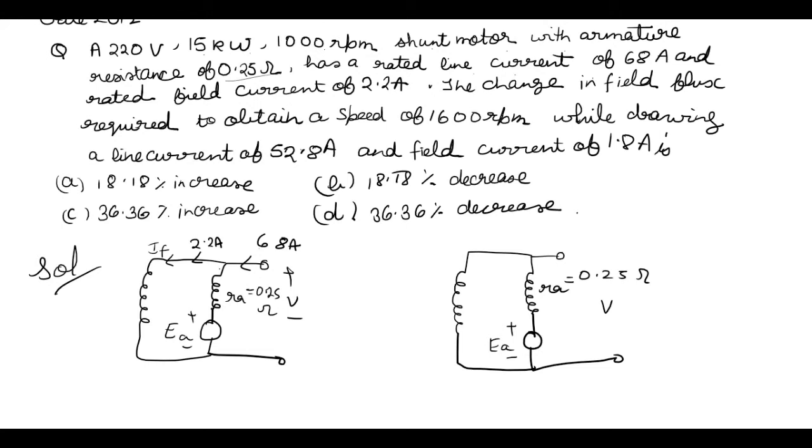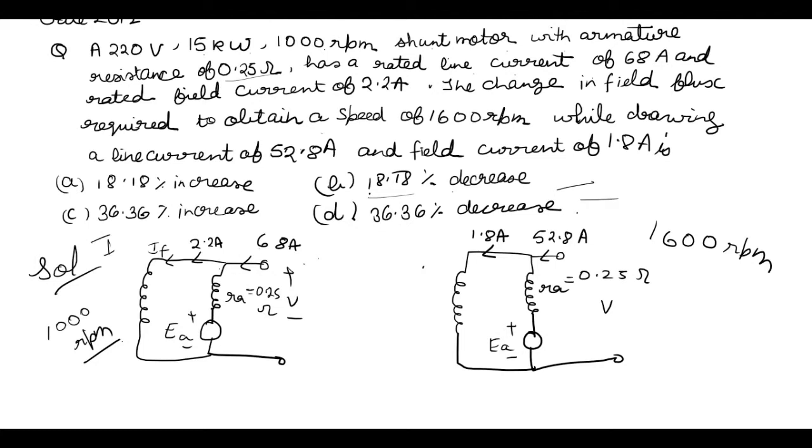The change in the field flux required to obtain a speed of 1600 rpm while drawing a line current of 52.8 ampere and field current of 1.8 ampere is to be found. So these are the two conditions, and in the first the speed is 1000 rpm. You have to tell the value of the change in the field flux in percentage and also whether it is increasing or decreasing. Now consider this as the first case and this as the second case.